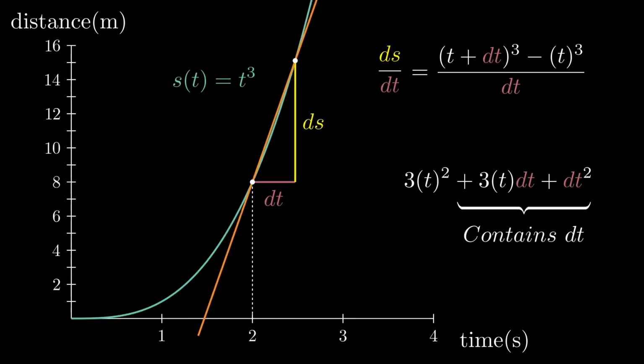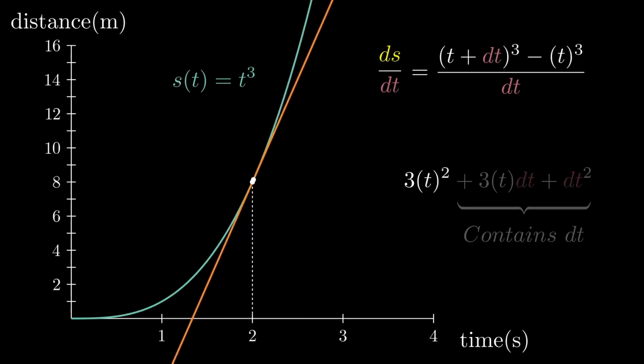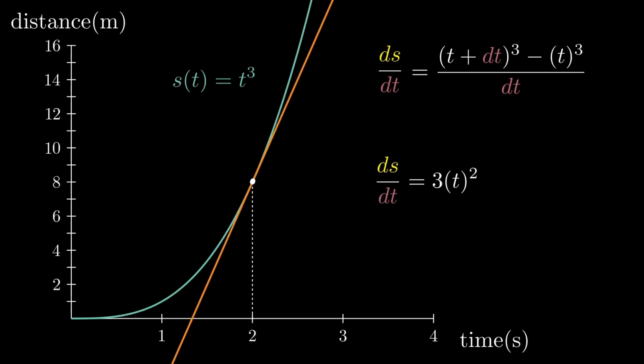Think about what happens if I reduce dt to a very small value. Basically, we can ignore the last two terms and the value of ds over dt will be 3t squared. In calculus, we say that as dt tends to 0. So for the curve s(t) equals t cubed, as dt tends to 0, the value of ds over dt will be 3t squared, and that is known as velocity.